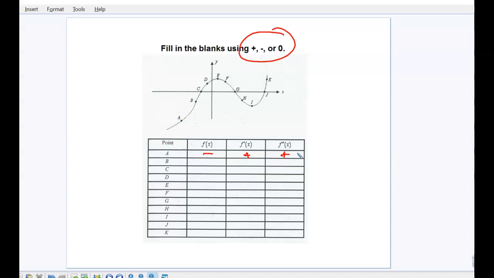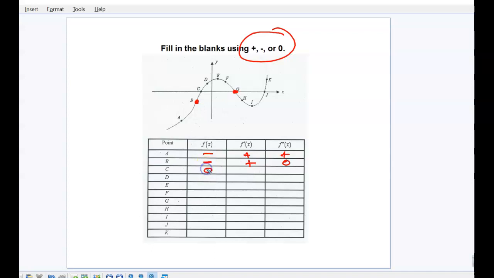Okay, so for B, it is below the x-axis. The slope of the tangent line is positive. And again, I would say that's probably an inflection point. So my inflection points I'm going to approximate to be there and about there. So my second derivative is going to be 0 at the inflection point.